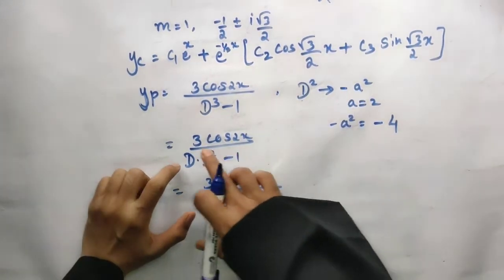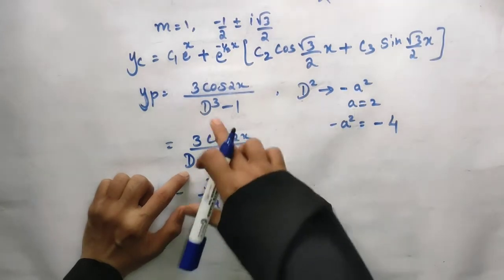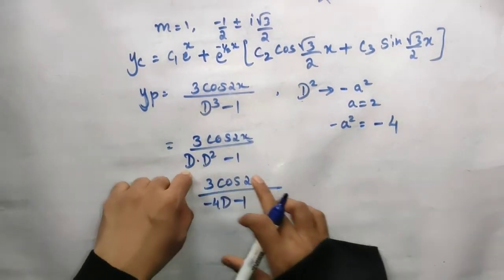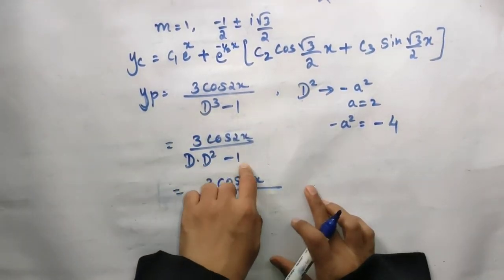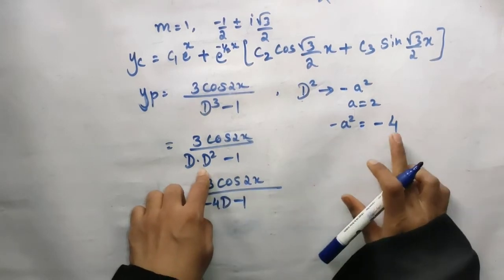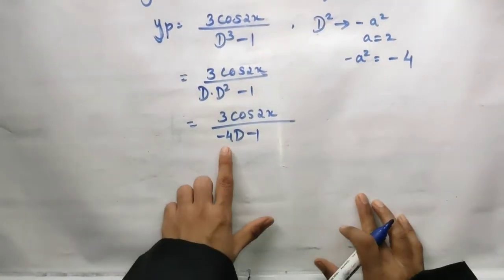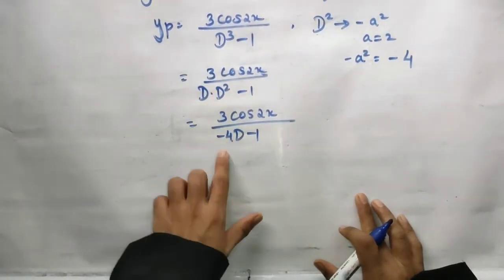Okay, so therefore it will be 3 cos 2x divided by, since it is D cube here, I can write it as D into D square minus 1. Now D square must be replaced by minus 4. So you'll get minus 4D, D as it is, minus 4 minus 1.